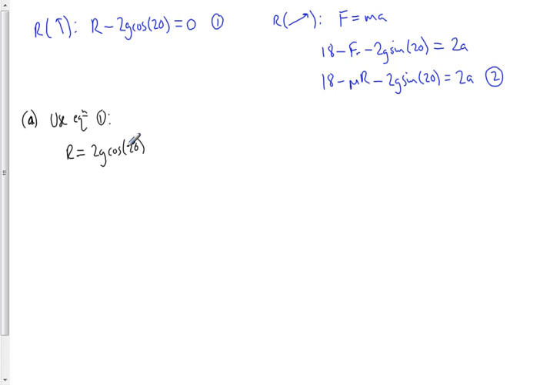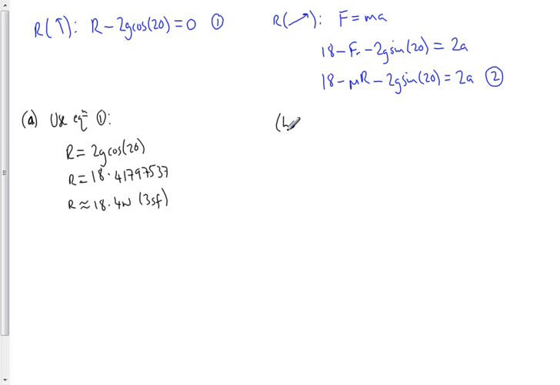So just tap that into my calculator: 2 times 9.8 times cos 20, and I get 18.41797537. Writing down the whole number, and if I wanted to round it, R is approximately 18.4 newtons, rounded to 3 significant figures. But I'm going to leave that answer on my calculator so I can use it.